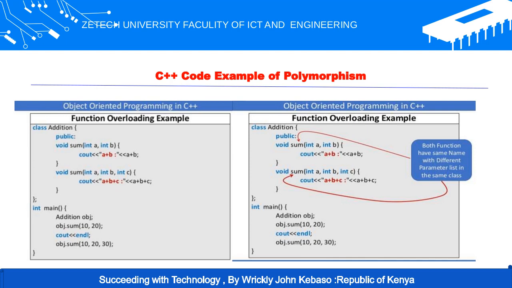Now, I want to take this program head-on, because if I don't, our learners will not be able to understand fully. So allow me to explain what is happening in this particular program. In this program, we are going to use a class called addition, and this class is the one that is going to show us how polymorphism occurs.